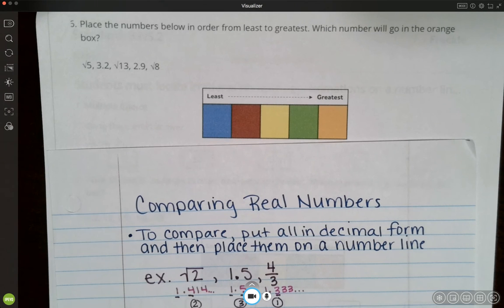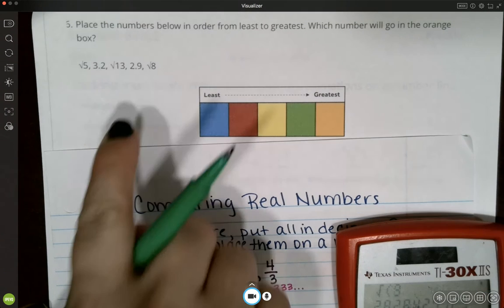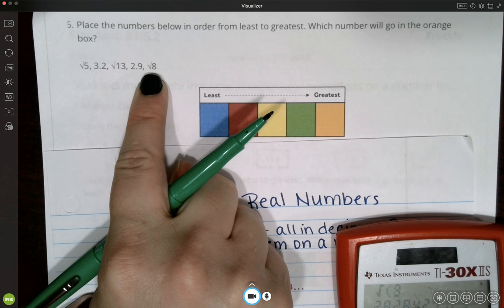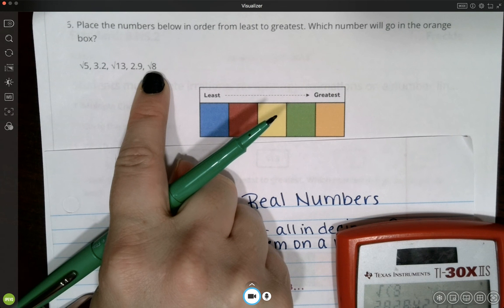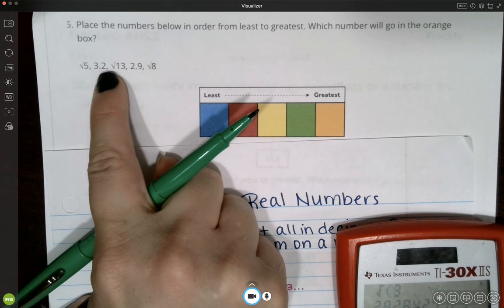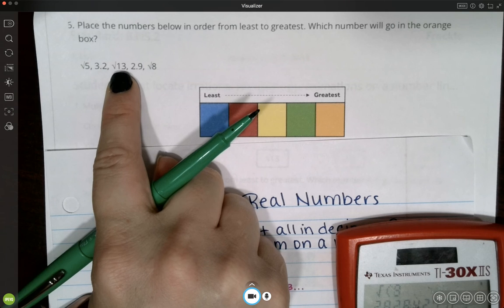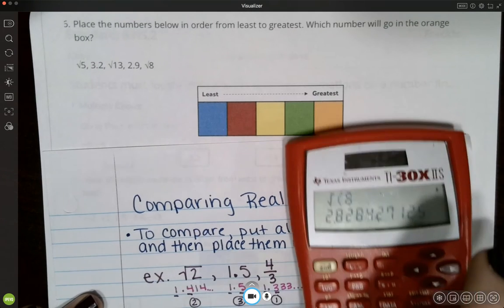All right, so again, I can estimate if I wanted to, and I could say, well, this is below 3 because it's the square root of 8 instead of the square root of 9. And it's greater than 3, but ooh, how close is it to 3.2? So what I can do is go ahead and go through these.